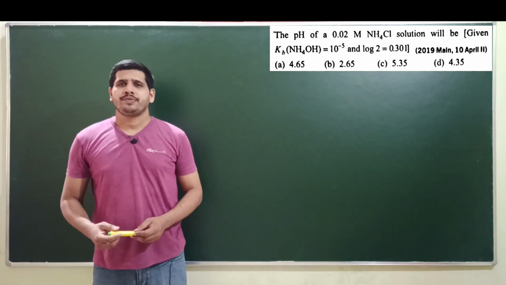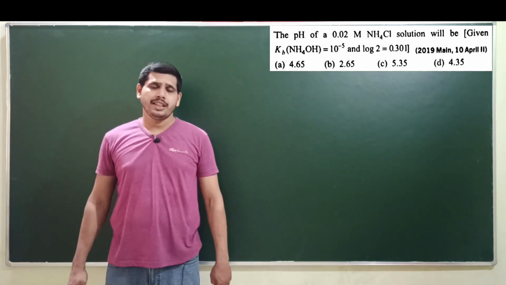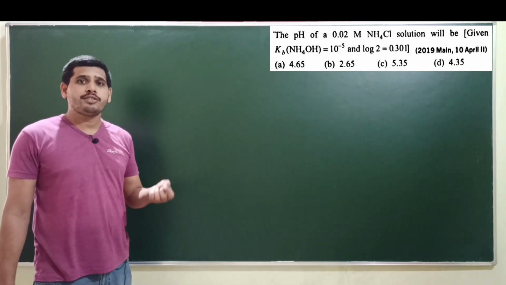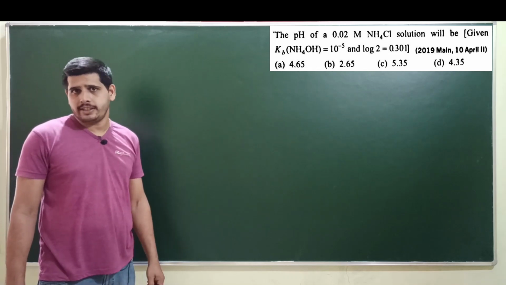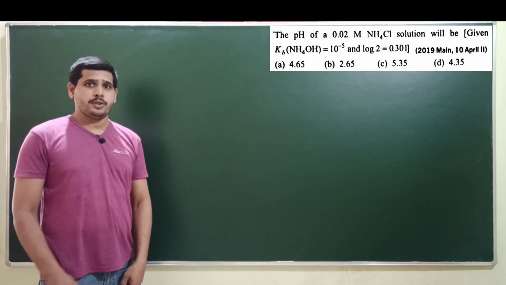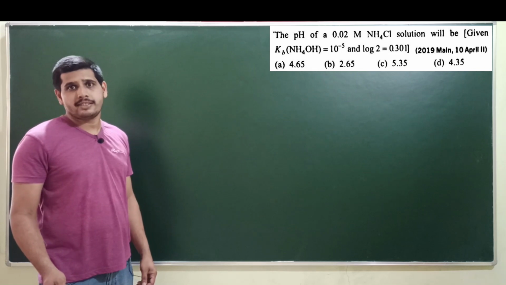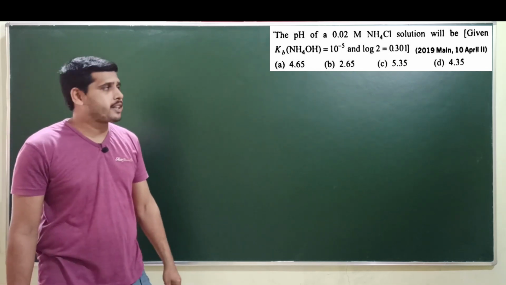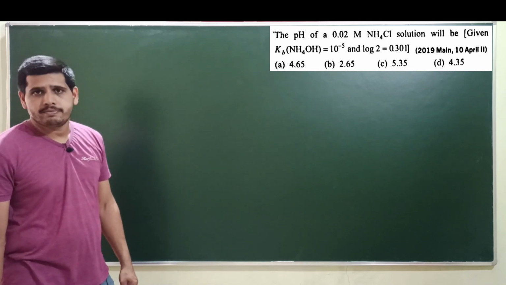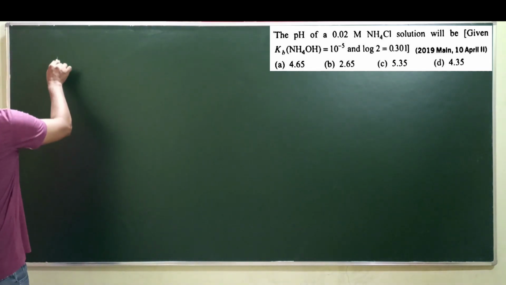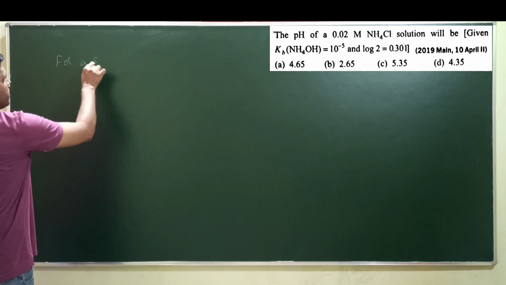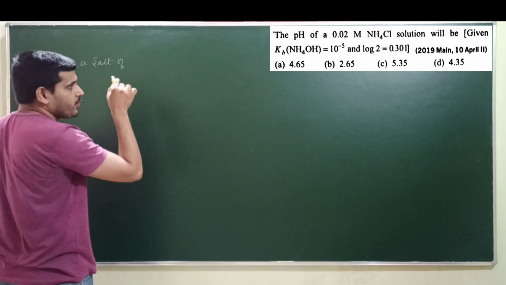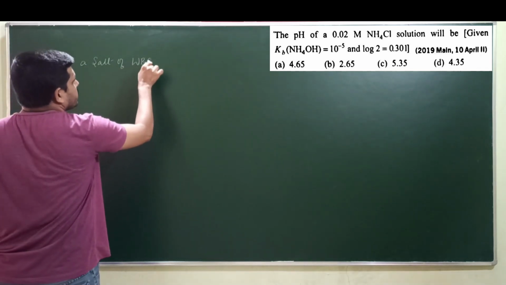Hello dear students, here the pH of a salt is to be found out. That is ammonium chloride, which is a salt of a weak base and strong acid, and has a concentration of 0.02, and its Kb value, that is the Kb of the weak base ammonium hydroxide, is given as 10 raised to minus 5. Fine. So we have a salt of ammonium chloride, of a weak base and strong acid.